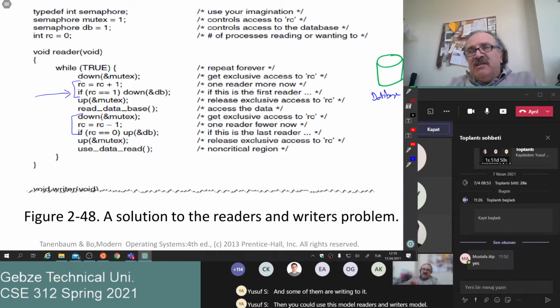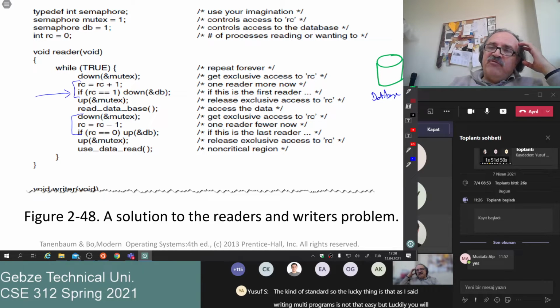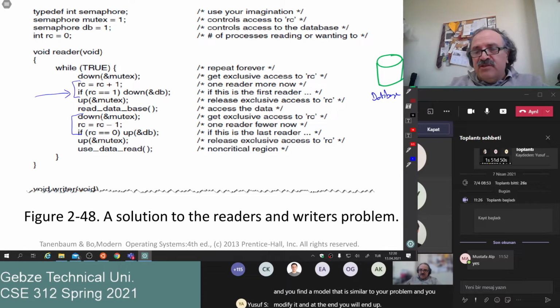Okay, we already did the producer consumer example. We had a solution for that one too. These kinds of solutions are a kind of standard. The lucky thing is that, as I said, writing multi-programs is not that easy, but luckily you will have these kinds of pattern programs. You follow them and find a model that is similar to your problem and modify it, and at the end you will end up not having any race conditions.